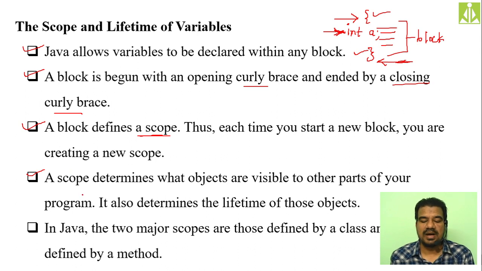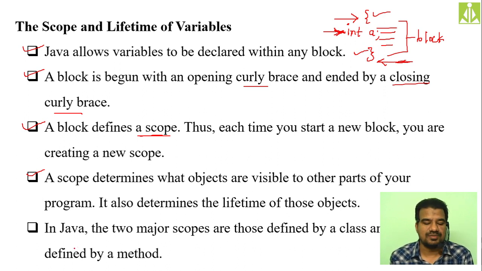So it also determines the lifetime of those objects, I mean, how long those objects will exist, how long those objects will be available. This is also defined by the scope only. So that's the reason whenever we are talking about a scope, we not only think of the region, the area, but also think of the lifetime of the objects. So a scope determines what objects are visible to other parts of the program and also determines the lifetime of the objects.